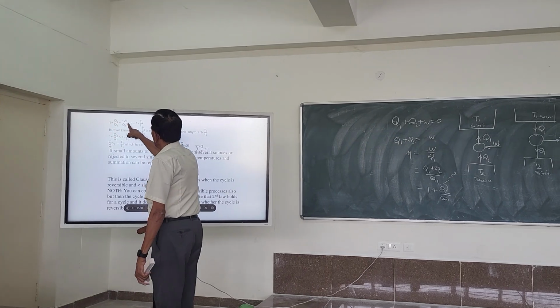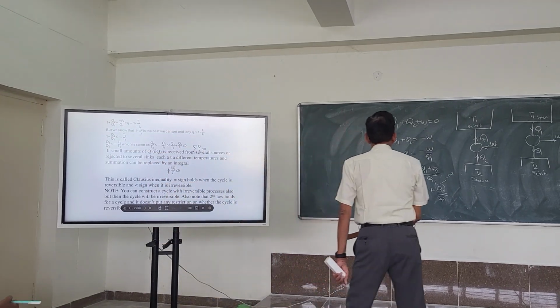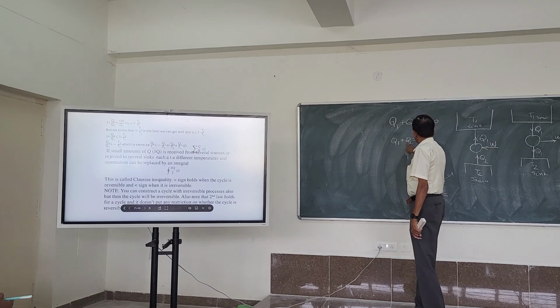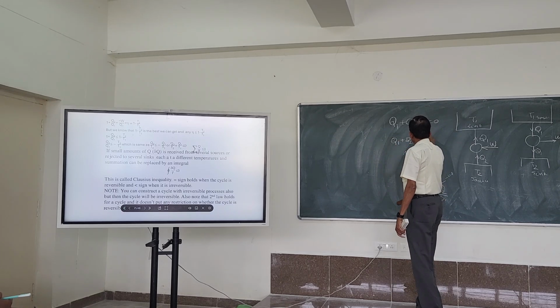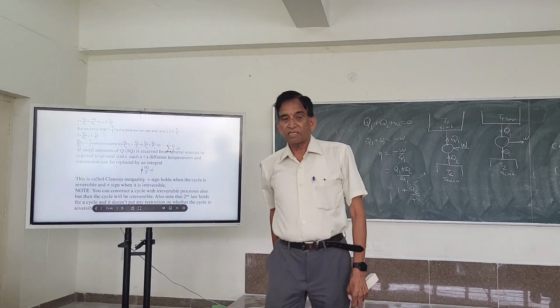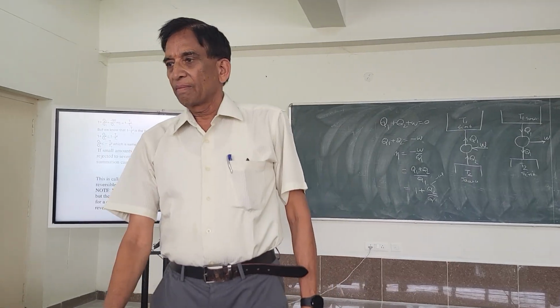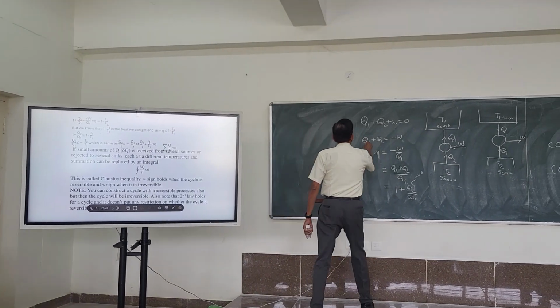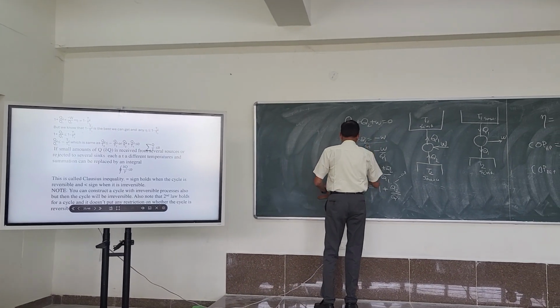1 plus Q2 by Q1 is equal to negative of W by Q1. Come on, guys, girls, do it. First take the equation this way, and then take the other side.